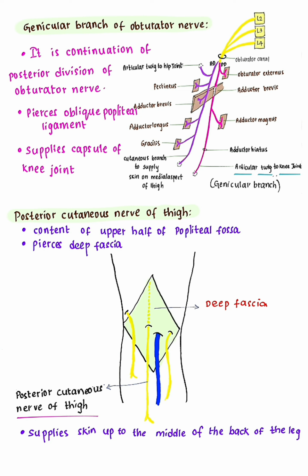Posterior cutaneous nerve of thigh. It is a content of upper part of popliteal fossa. It pierces the deep fascia and supplies the skin up to middle of back of the leg.